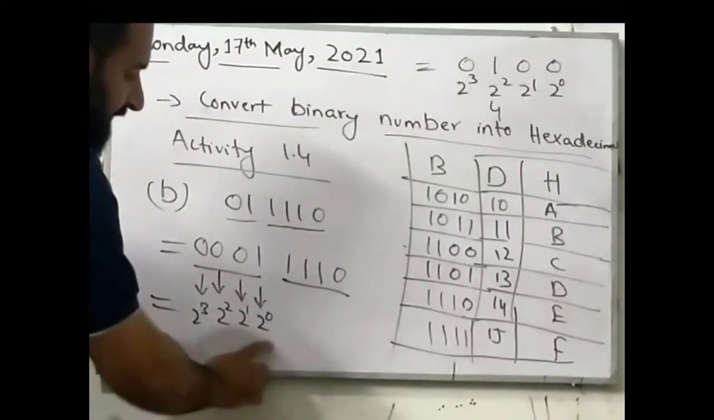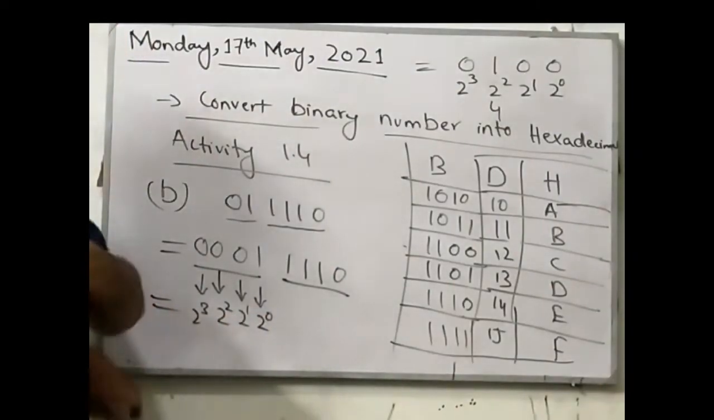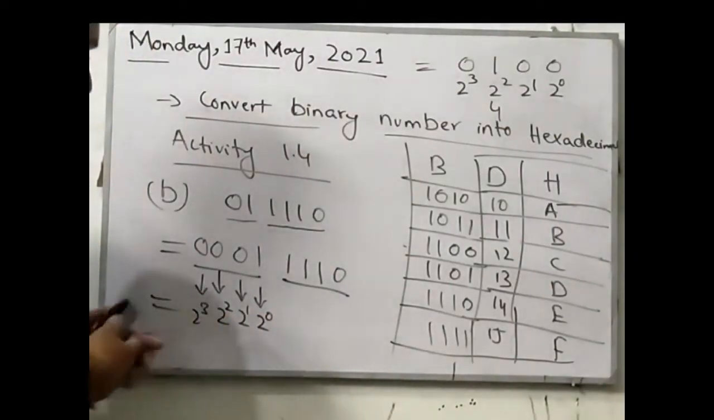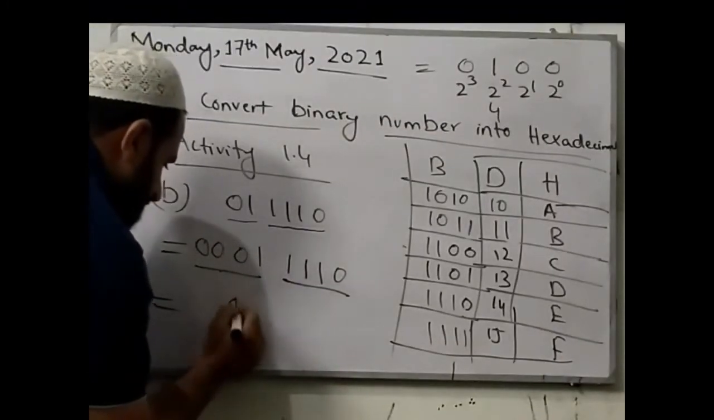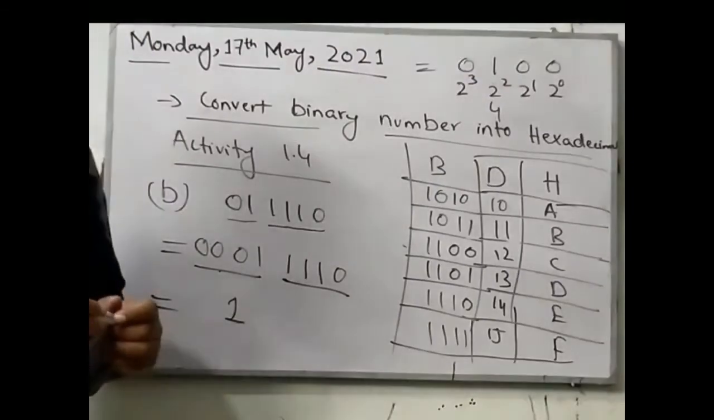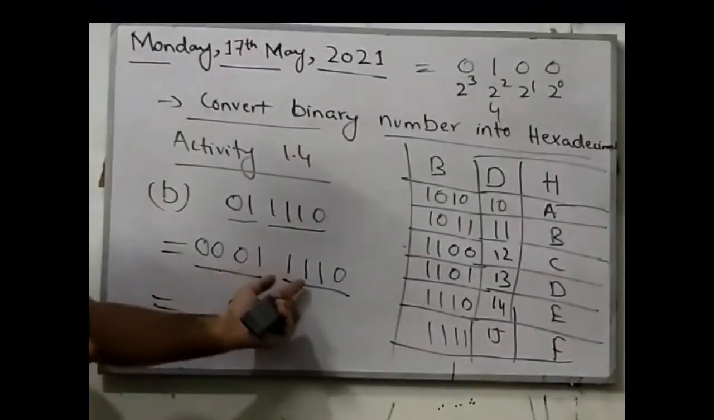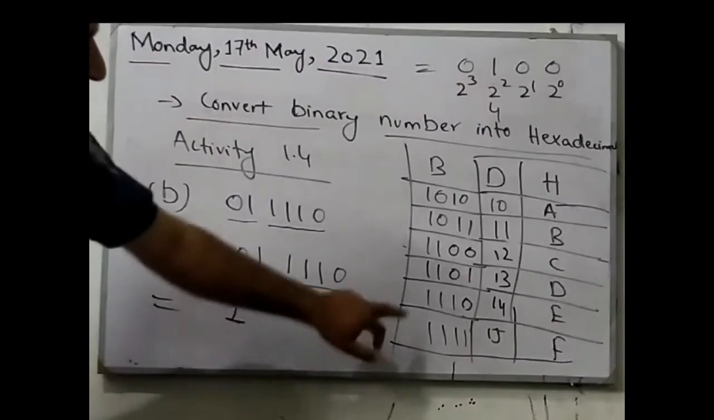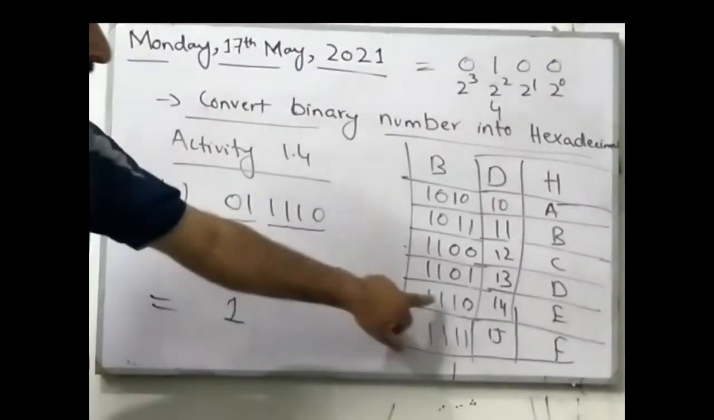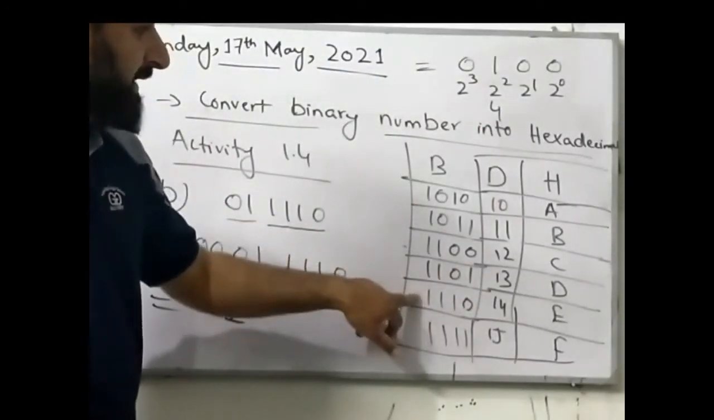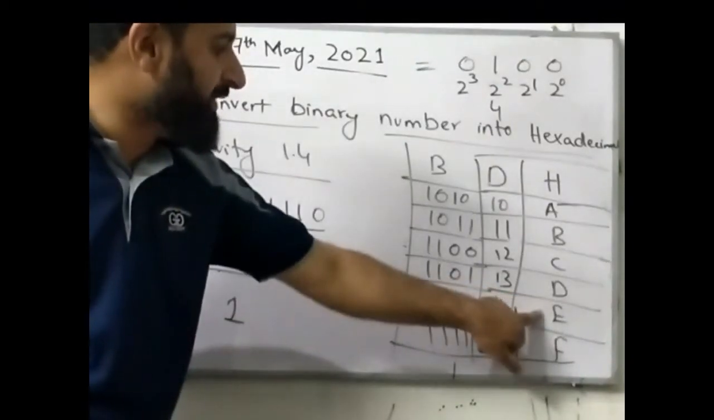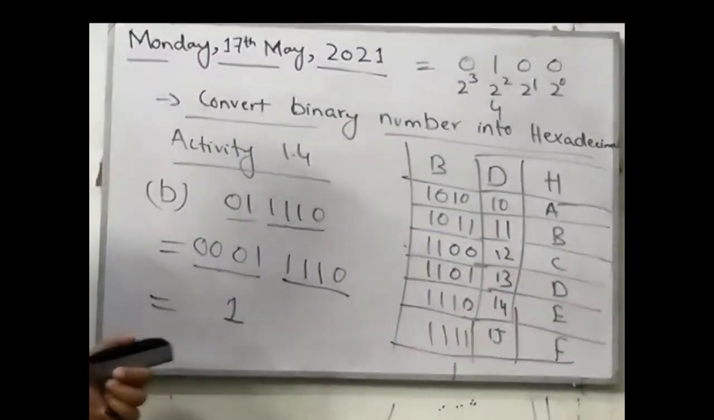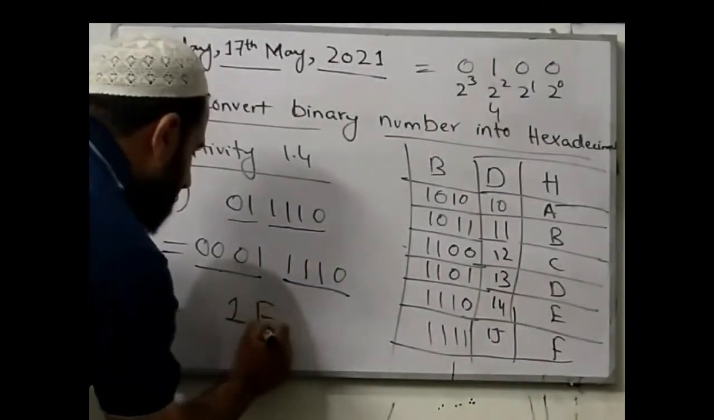Okay, then what we have here? 2 power 0 means 1. 1 multiply 1 will give you 1. So I will write here 1. I got my first value. The next thing is triple one zero. Where is triple 10? Here you can see this. This is triple 10. This is the binary of which number? Denary number 14, and in its hexa value is E. So I will write over here E.